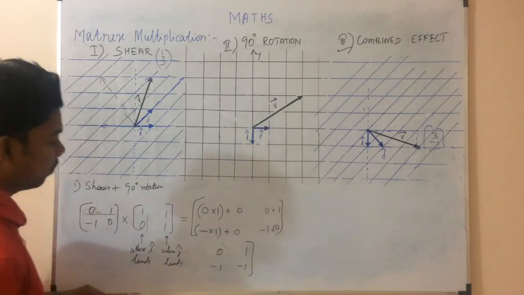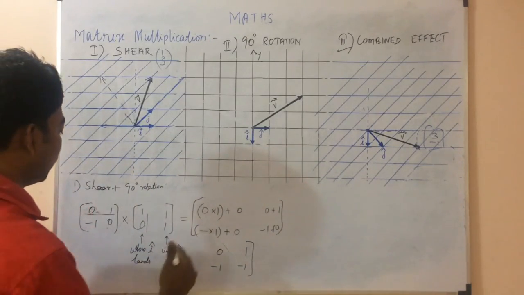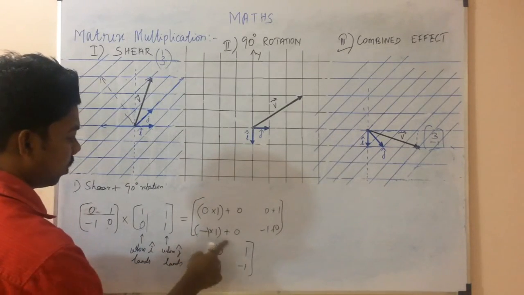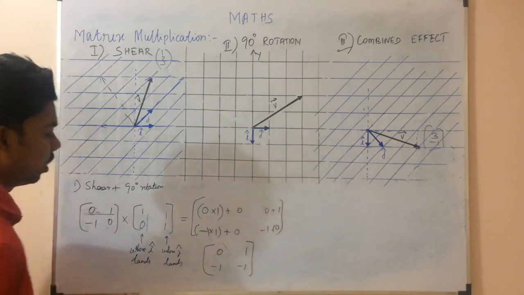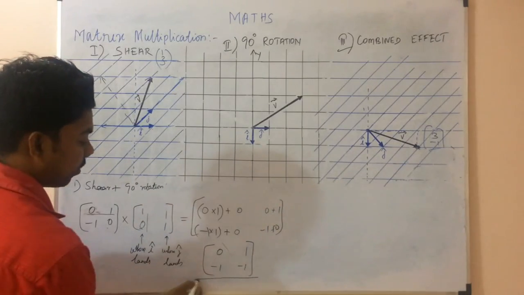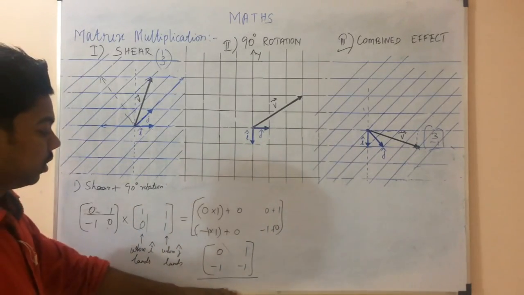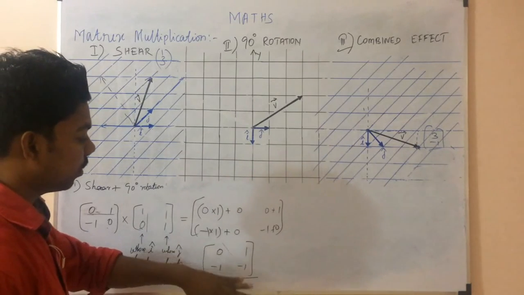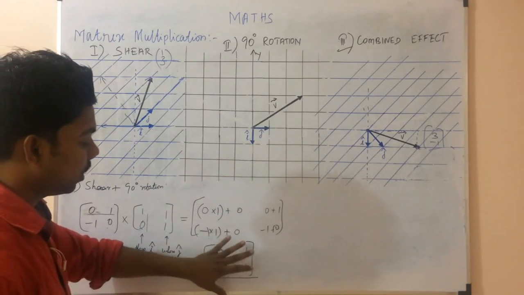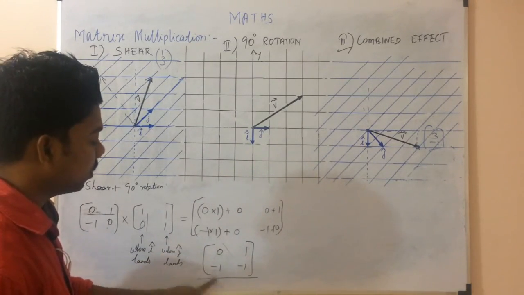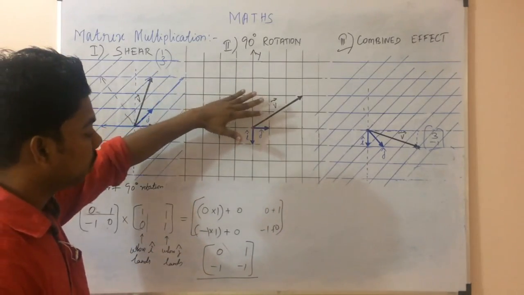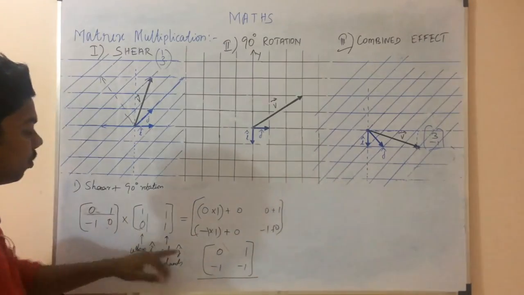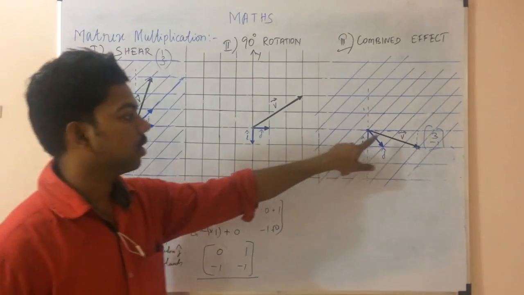This will be the minus 1, 1, minus 1. Okay, so minus 1, 1, minus 1. This will be the combined effect of first shearing and 90-degree rotation. This is the combined effect. This is the linear transformation. So a dual effect: first we are doing shearing and then 90-degree rotation. If you multiply both, you will get the combined effect.